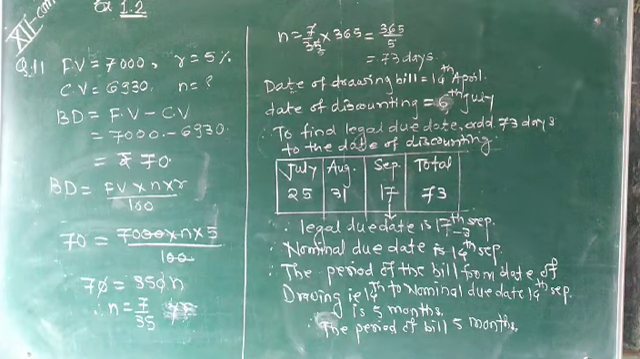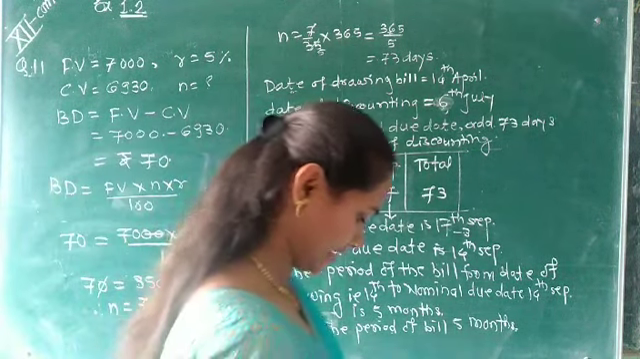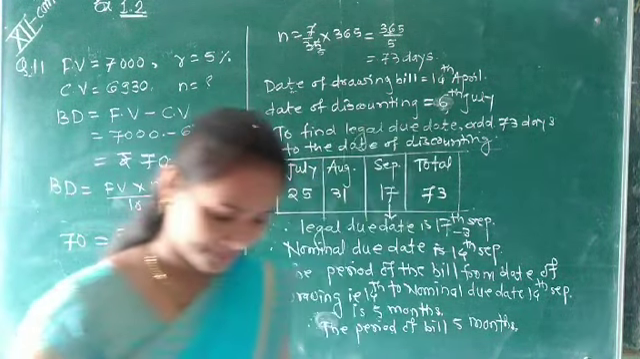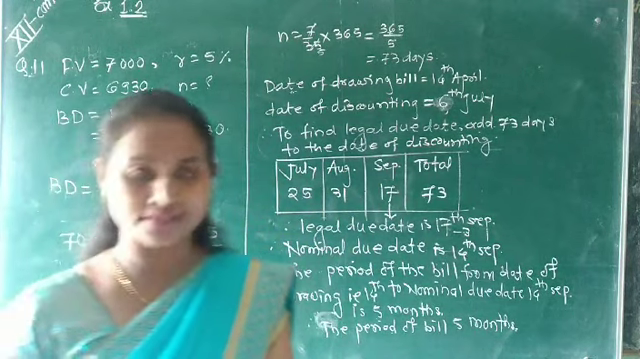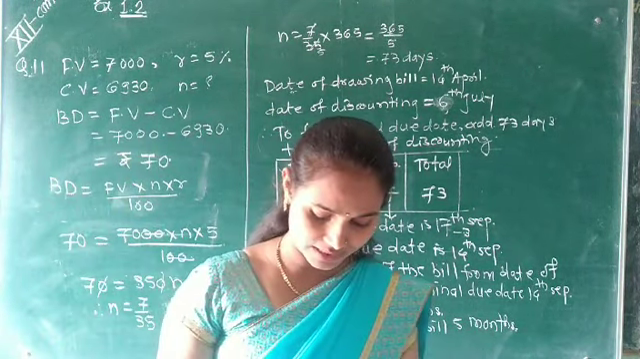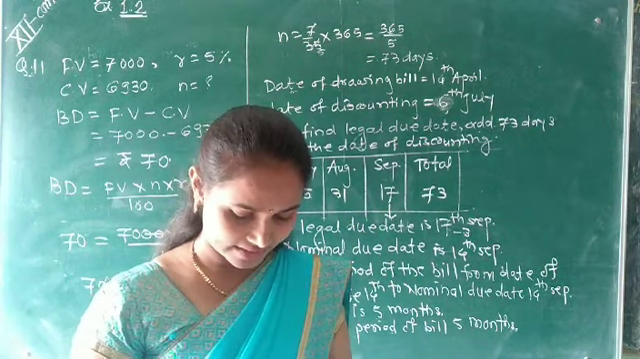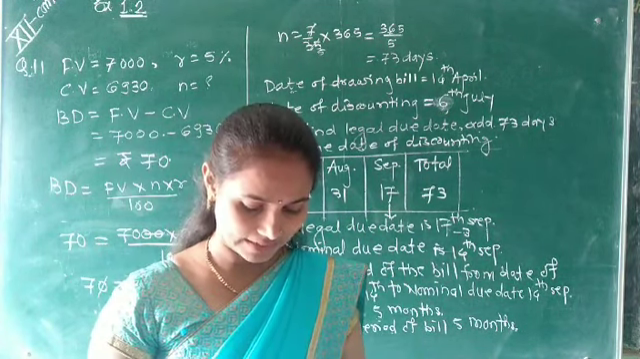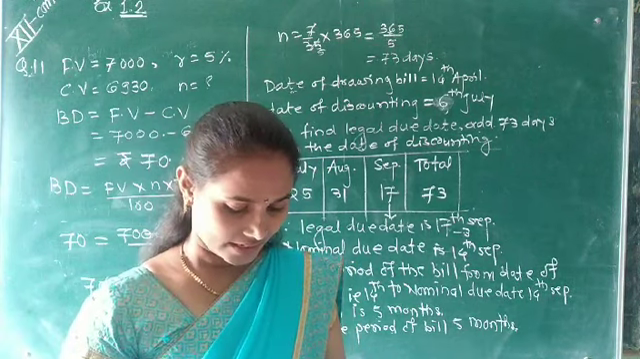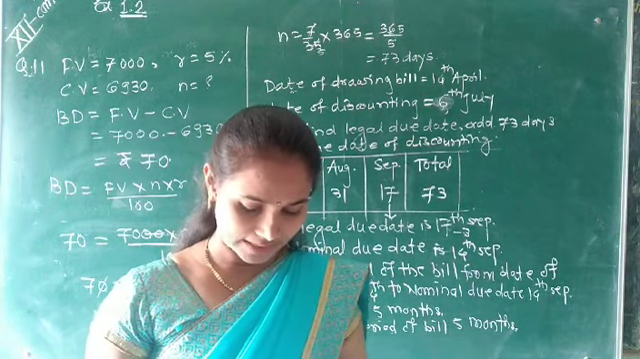Now next question, that is example number 12. If the difference between true discount and the banker's discount on a sum due for 4 months is ₹20, then find true discount, banker's discount and amount of the bill. The rate of interest is 5% per annum.